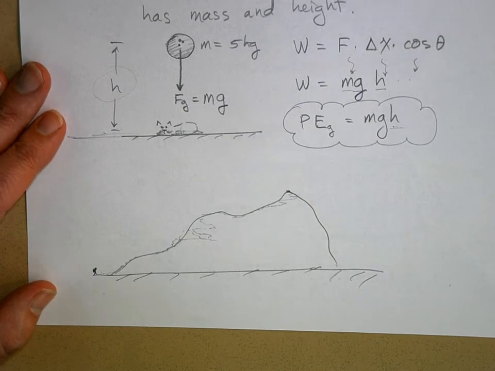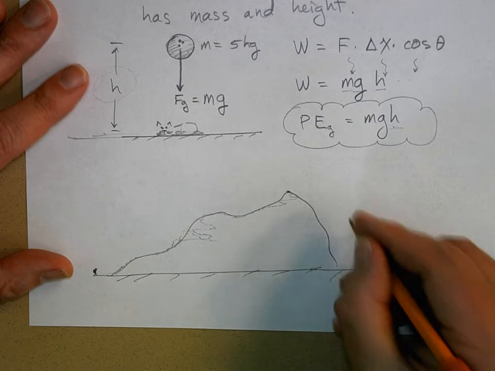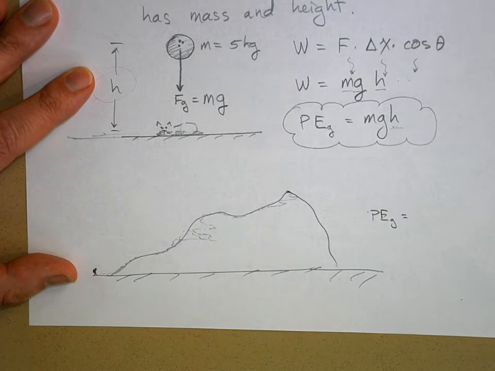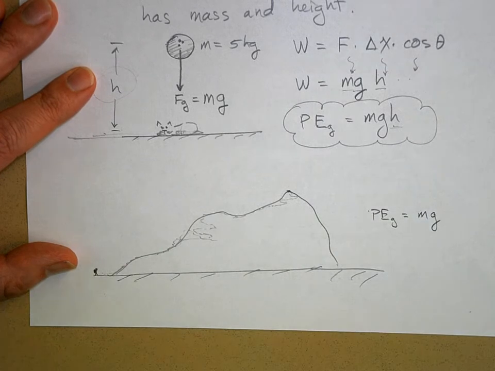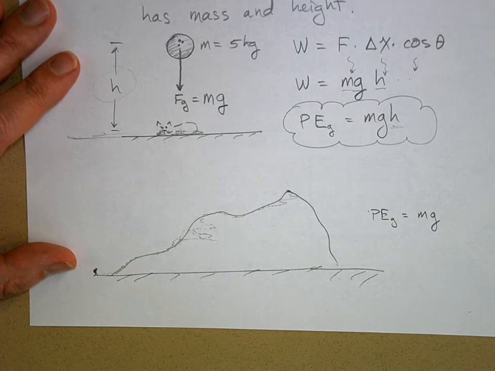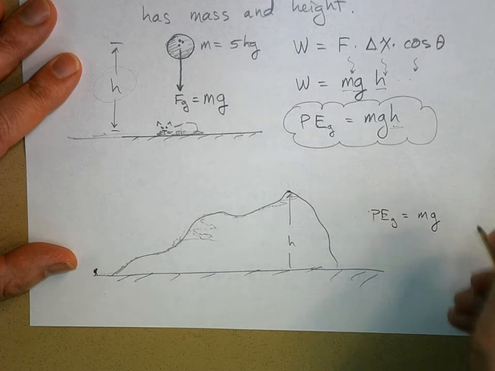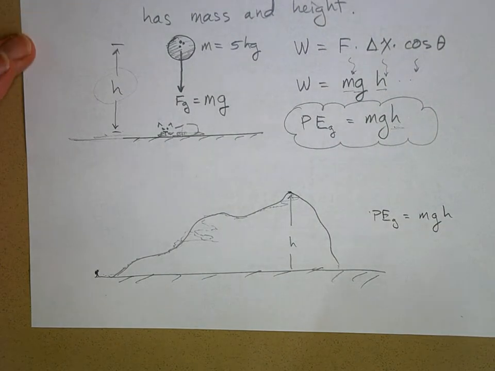Okay, now let me ask you this. How much potential energy did I gain? What's the potential energy at the top? Well, it's my mass times the gravitational field times the height. It doesn't matter what path you take.